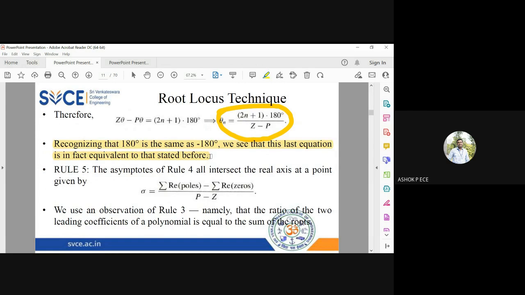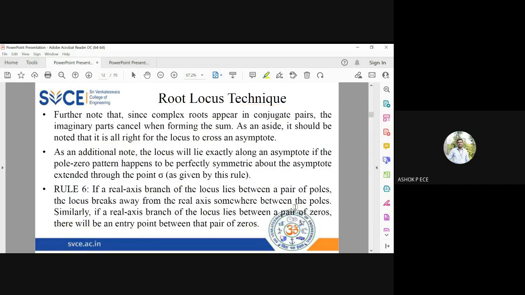Next, I'm going to find where the intersection will happen for the root locus. I'm going to define a centroid point given by sigma equal to the summation of real poles minus the summation of real zeros, divided by the number of poles minus the number of zeros. So add all the real poles, add all the real zeros, subtract them, and divide by p minus z. This is going to be the point on the real axis where the root locus is going to branch forward.